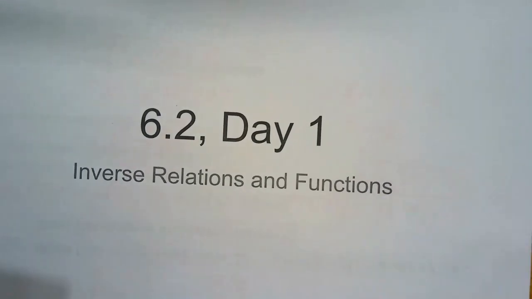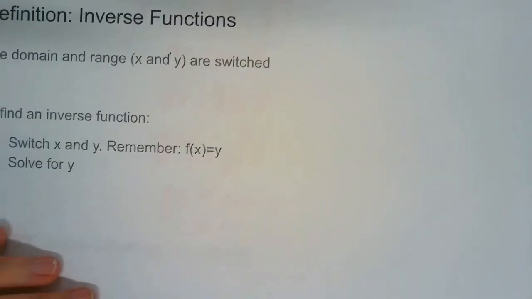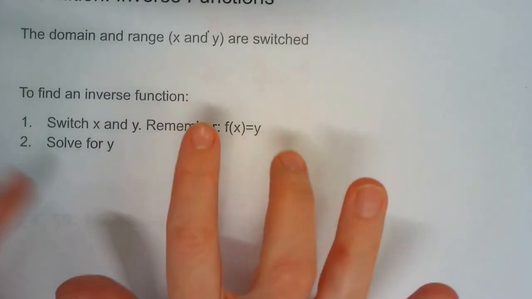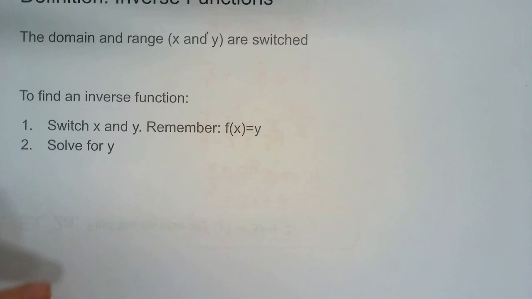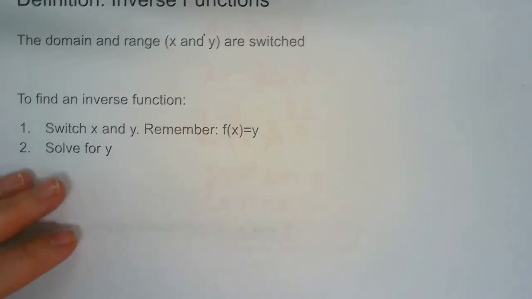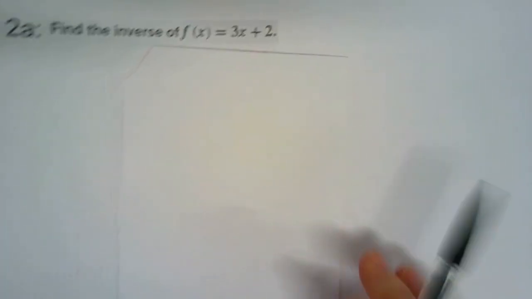Section 6.2 is where you are doing inverses of each other. So your steps to find the inverse, all you have to do is switch the x and y and solve for y. Now they will put it in function notation, which means they're going to have an f of x in there, and that just means we can replace it for a y. So let's take a look.